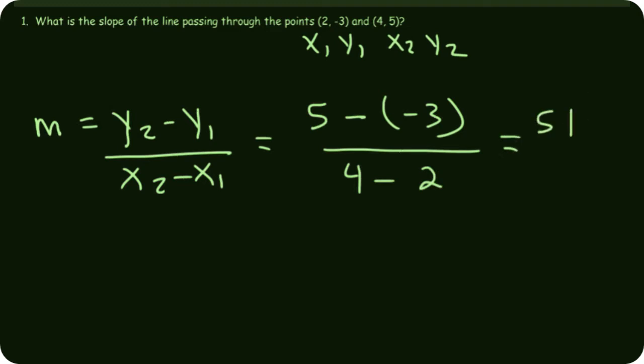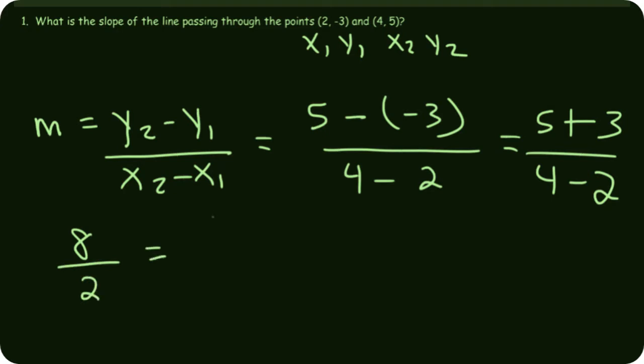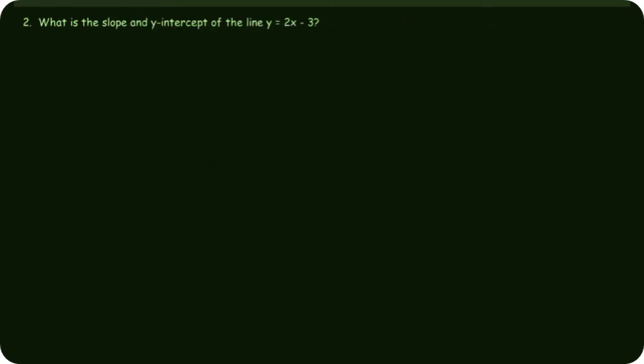Now 5 minus -3 is the same as 5 plus 3, and 5 plus 3 is 8. 4 minus 2 is 2, and 8 divided by 2 is 4. So that is the slope of the line that passes through these two points.